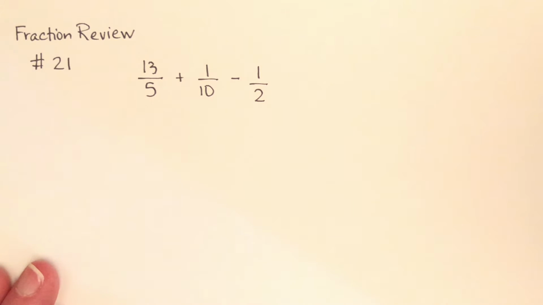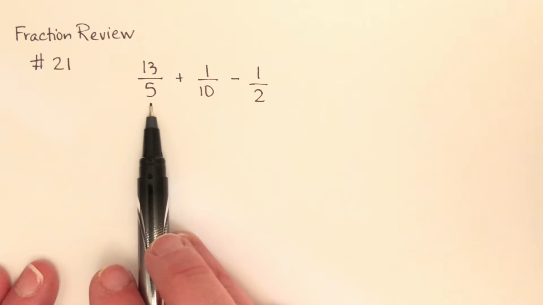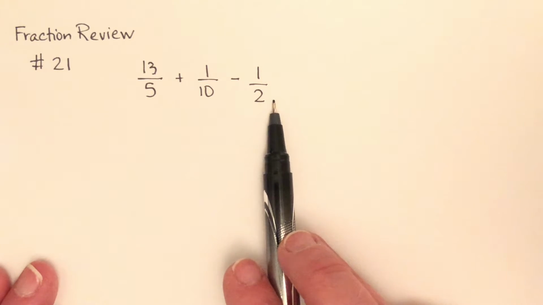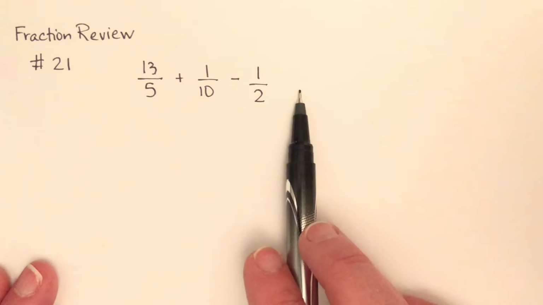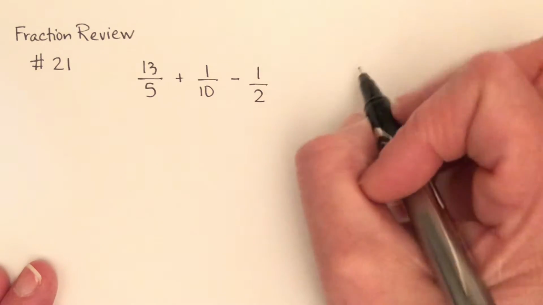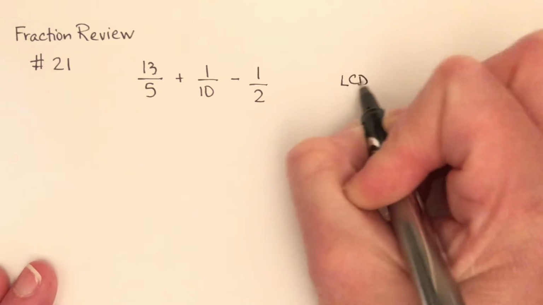This is number 21 from the fraction review. I want to calculate 13/5 plus 1/10 minus 1/2. Since we have additions and subtractions in here, we are going to need to find a common denominator. So we're going to find our LCD.